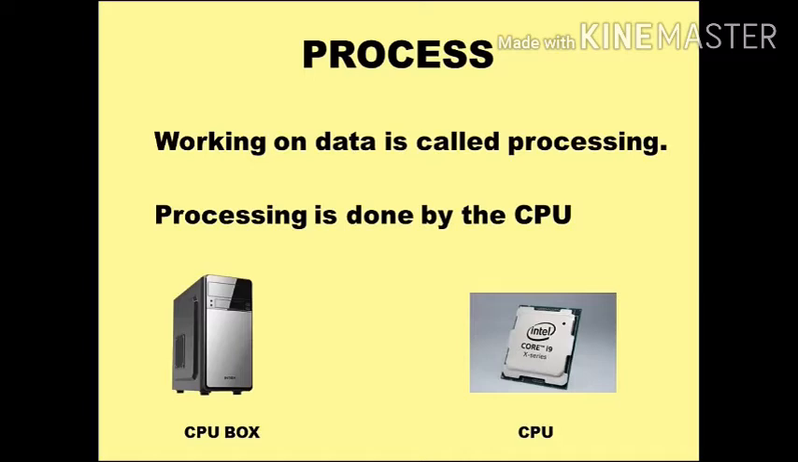Once again, let me tell you the difference between CPU and CPU box. You see the picture on the left hand side? That is a picture of the CPU box. The CPU box contains the CPU and other things also. The CPU is a small chip which is found inside the CPU box. The CPU is the brain of the computer and it is the CPU that does the processing.